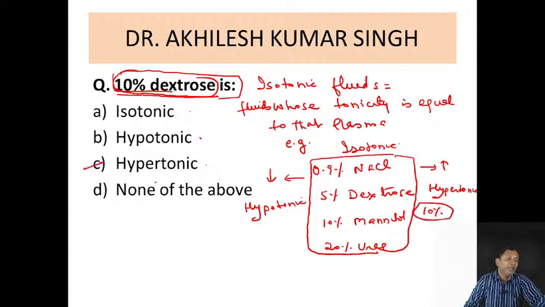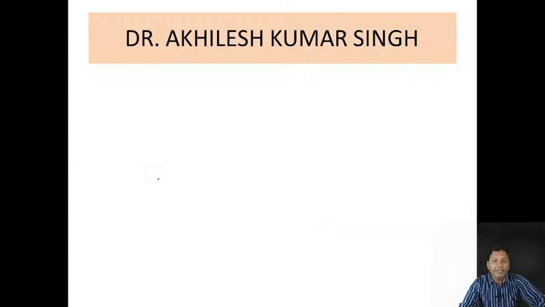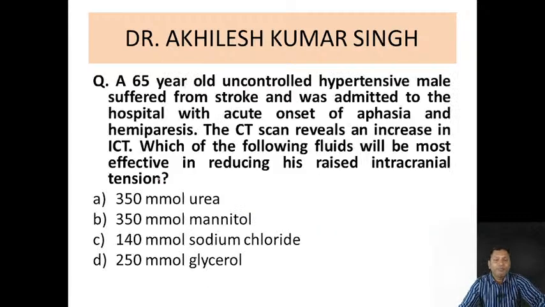C, hypertonic fluid, right? So now look at the next question which was asked in the MCA exam. Here you can see the multi-line stem is given, but no need to worry. Let us look at the stem, read it carefully and answer it properly. So here is a 65 year old uncontrolled hypertensive male, right?